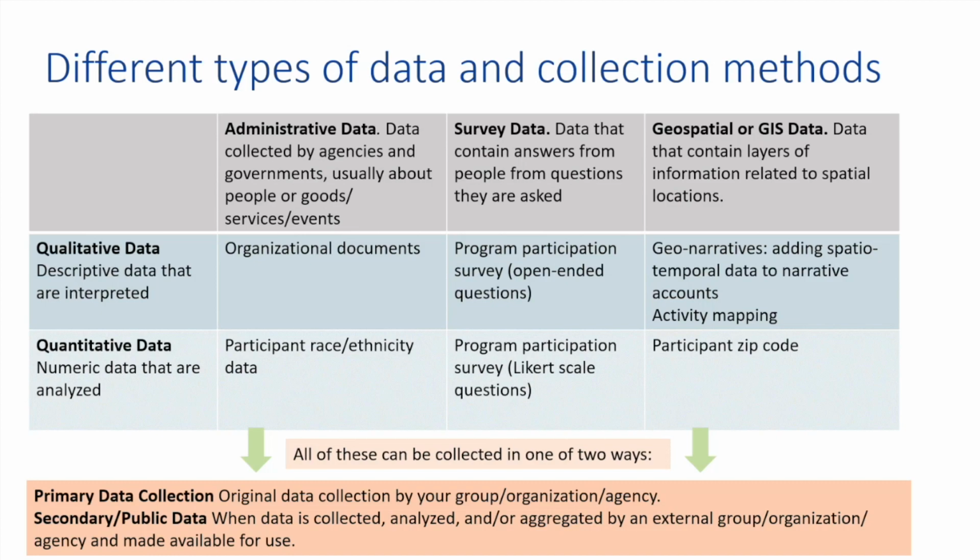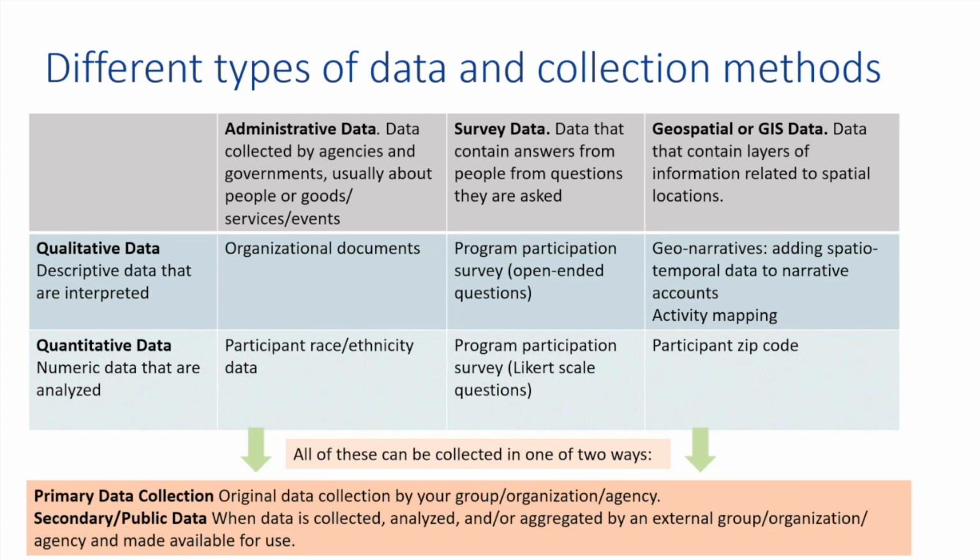Administrative data is collected by agencies and governments. Survey data is answers you get from people from questions that they're asked. And then we have geospatial or GIS data, which contains layers of information related to spatial locations. Obviously, there are a whole bunch of other data collection methods, but these are some that we wanted to go over briefly. If you look at the boxes, there are some examples of the intersection of the categories.